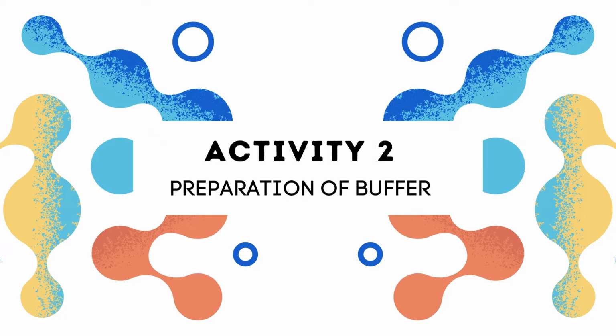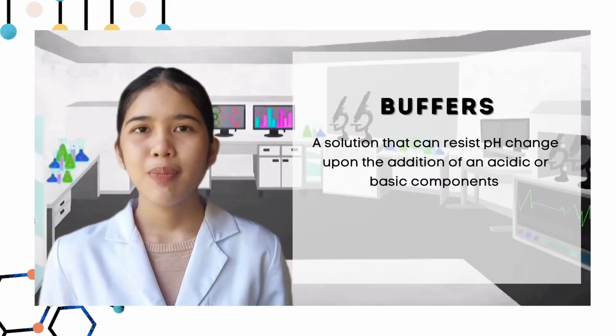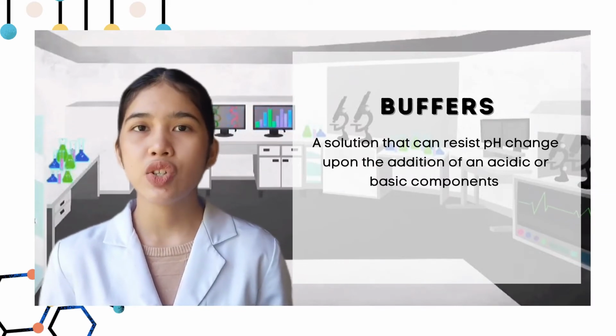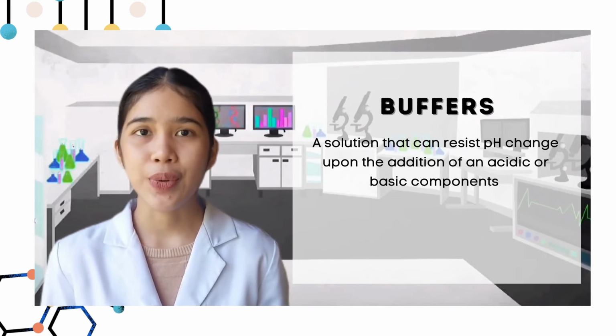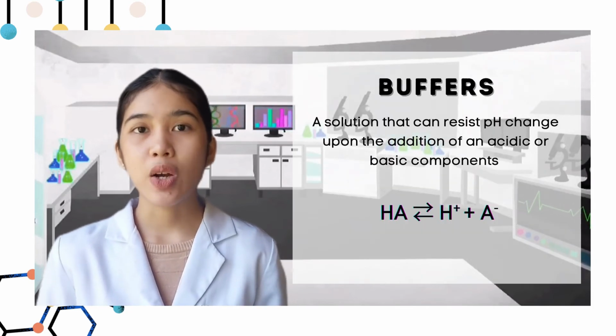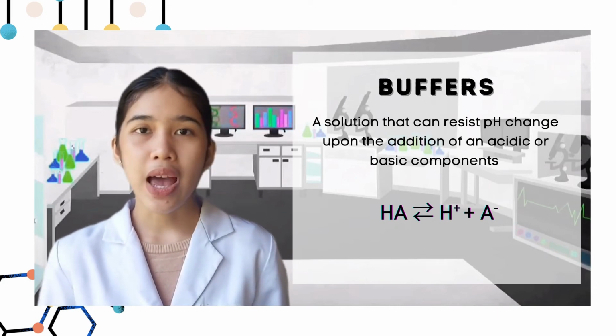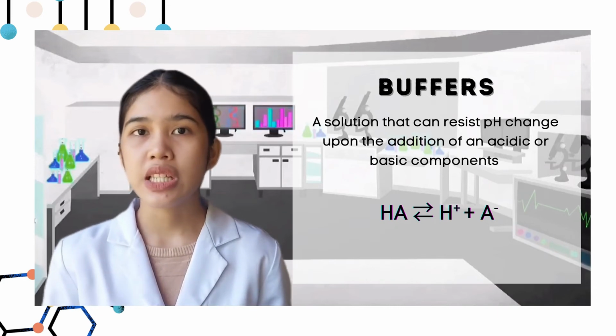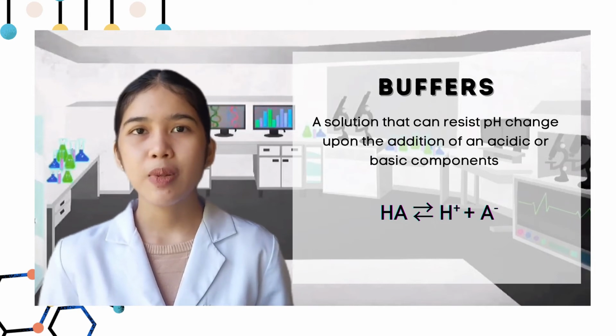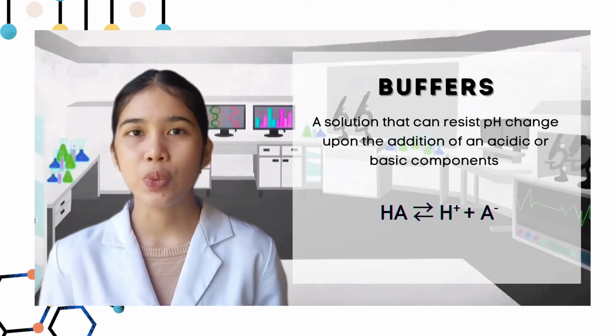Now, let's apply what you've learned so far by performing a buffer experiment. A buffer is a solution that can resist changes to pH when limited amounts of acid or base are added to it. Buffers are created by mixing a weak acid or base with its conjugate. Because both the acid and the conjugate base are present in such a solution, they are able to neutralize small amounts of any acid or base that is added to it.